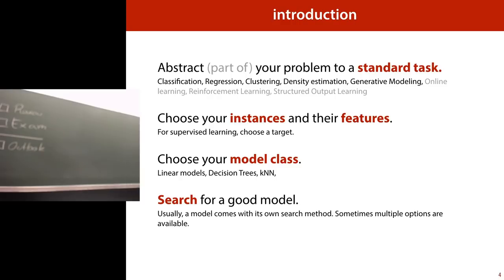So this is where we started in the first lecture with the basic recipe of machine learning, right? So this basic principle of if you have a problem and you think machine learning might solve it, then the standard way of approaching that is to abstract your problem or part of your problem to one of these standard tasks like classification or regression. Choose your instances and your features. Choose your model class and then search for a good model to fit those instances and features. And by now this should be not only very clear to you, but you should have a mental image of how to do this, what that might look like.